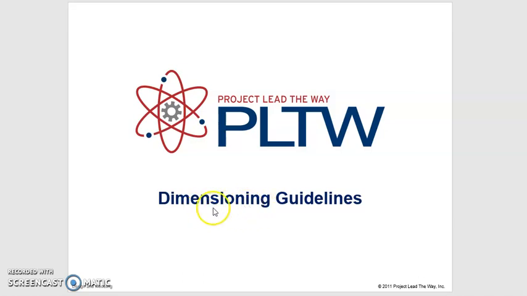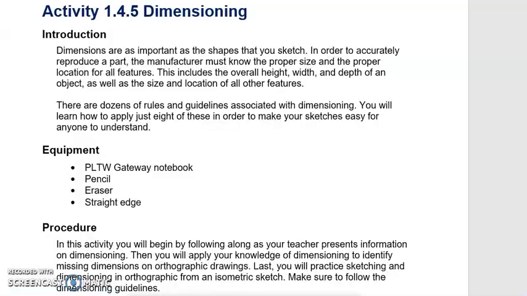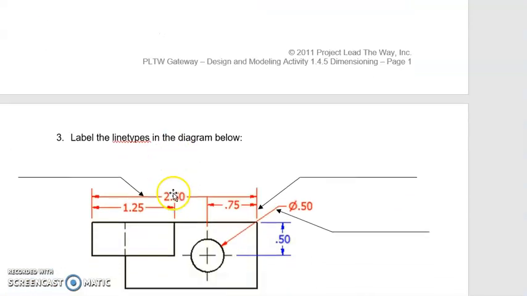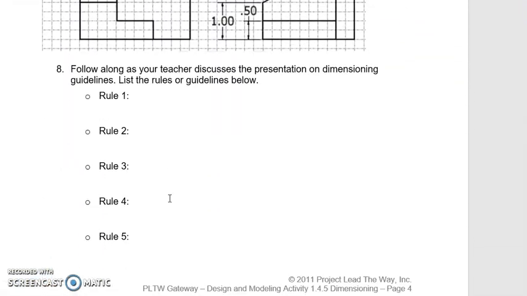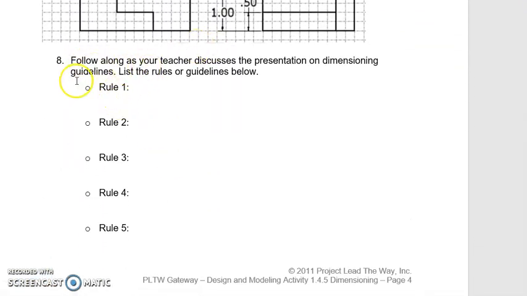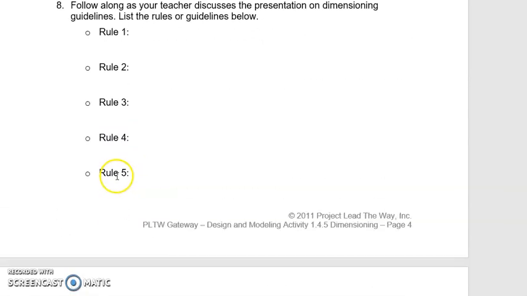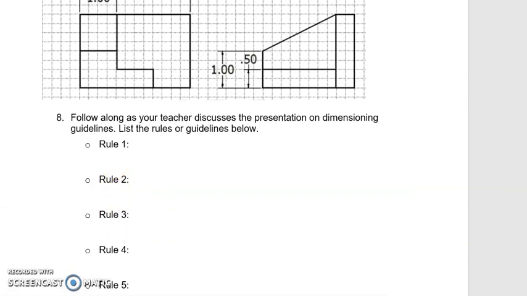We're doing our dimensioning on our orthographic projections, and we're going to go over the 8 guidelines or rules that you need to follow. Right now we are talking about page 4 of your directions, where we are looking at these 8 rules. As we go over them, you should fill these 8 rules in on your paper. All right, I'm going to go back.